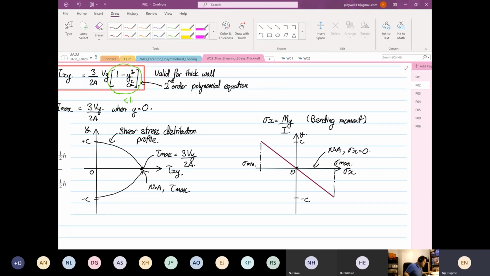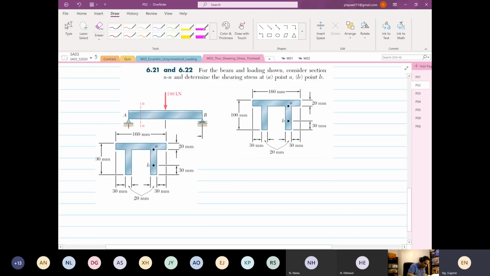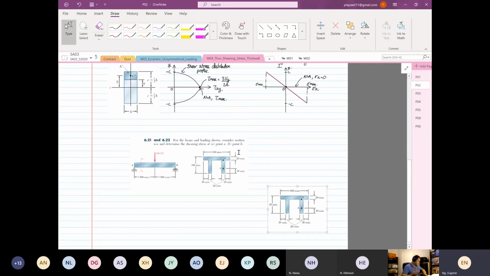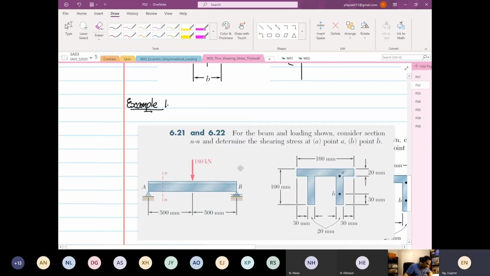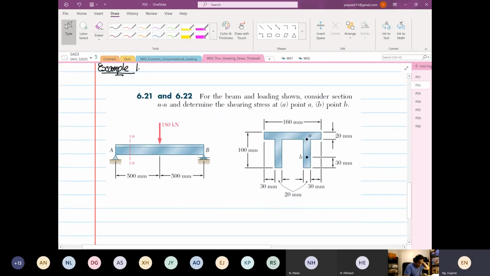Okay, so we are going to go into our first example now. You can get this example from your Avenue to Learn. I'm going to do more for this example than what is requested. Example number 1. What we see over here is a beam and loading shown. We want to determine the shearing stress at point A and the shearing stress at point B.